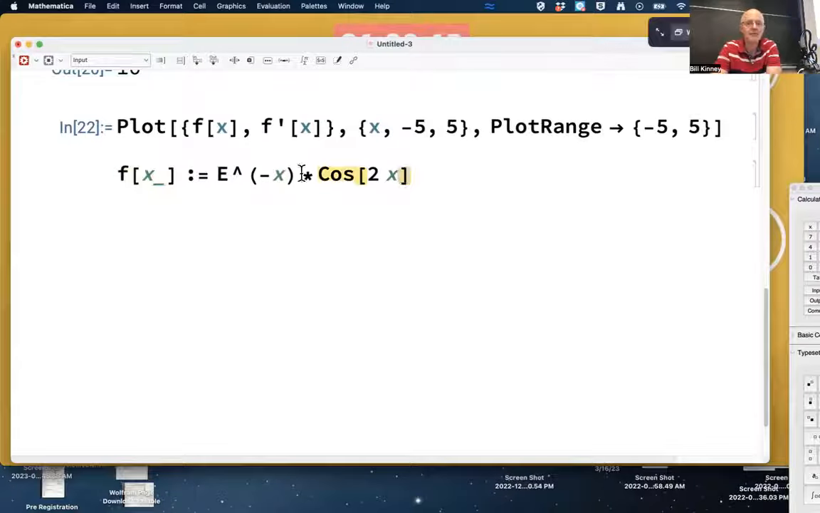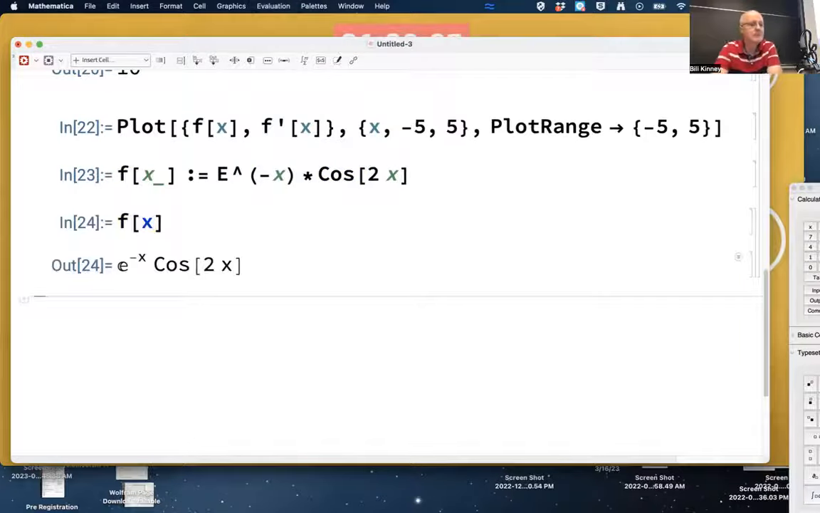Square brackets are function inputs. Notice this is not square brackets here. You still do use parentheses when you're multiplying. You also can use parentheses for powers. I'm raising e to this entire -x power. Enter it. F of x has been updated now.